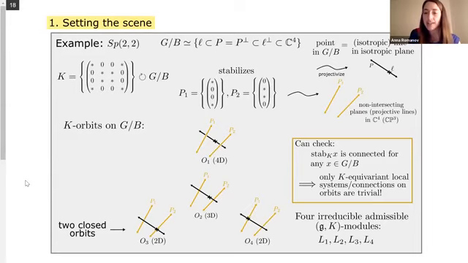And then you can check that if you take any point in this flag variety and look at the stabilizer in K, it's going to be connected. And this tells us that the only K equivariant local systems are trivial. And remember that the point of this is I'm trying to tell you something about irreducible admissible GK modules. So we have four orbits and only trivial K equivariant local systems. So we can conclude that there are exactly four irreducible admissible GK modules in this example of some infinitesimal character.